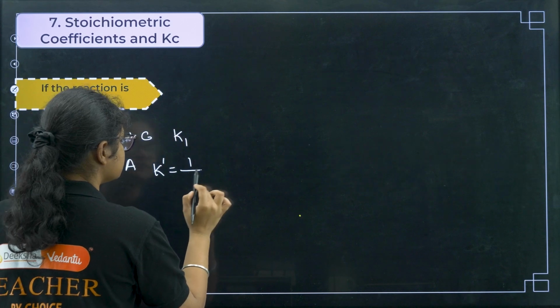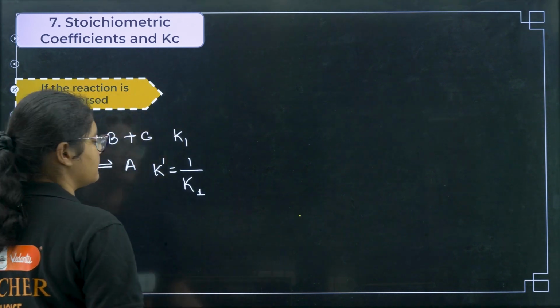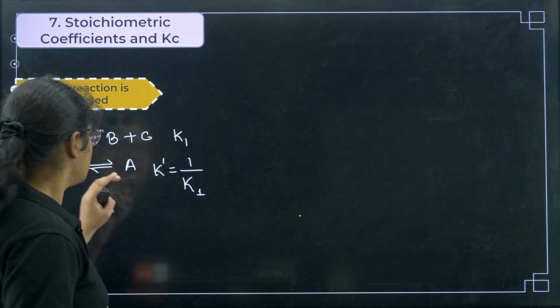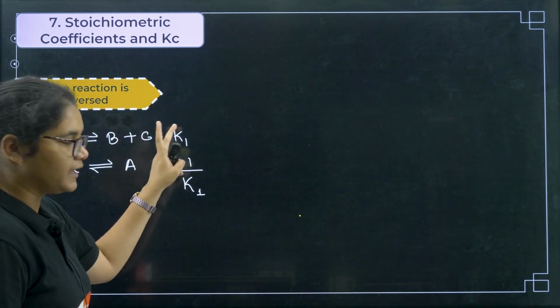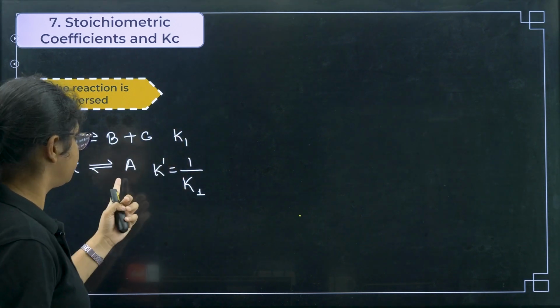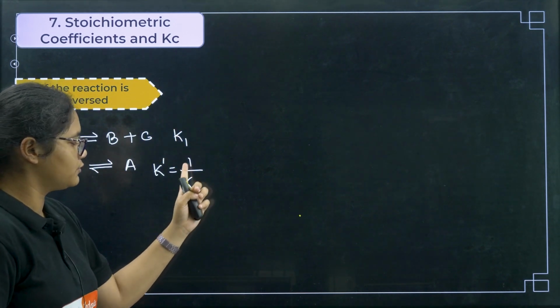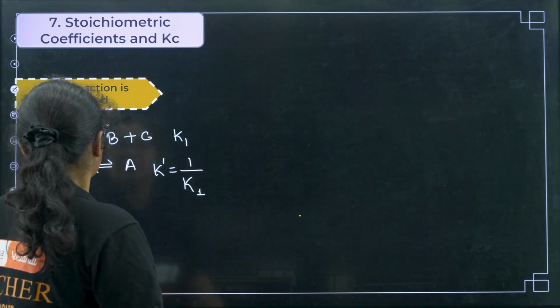It will be the inverse of this one, 1 by K1. A giving you B plus C, that is K1, and if you reverse the reaction, B plus C giving you A, that is K dash is equal to 1 by K1. Okay, next what is there?